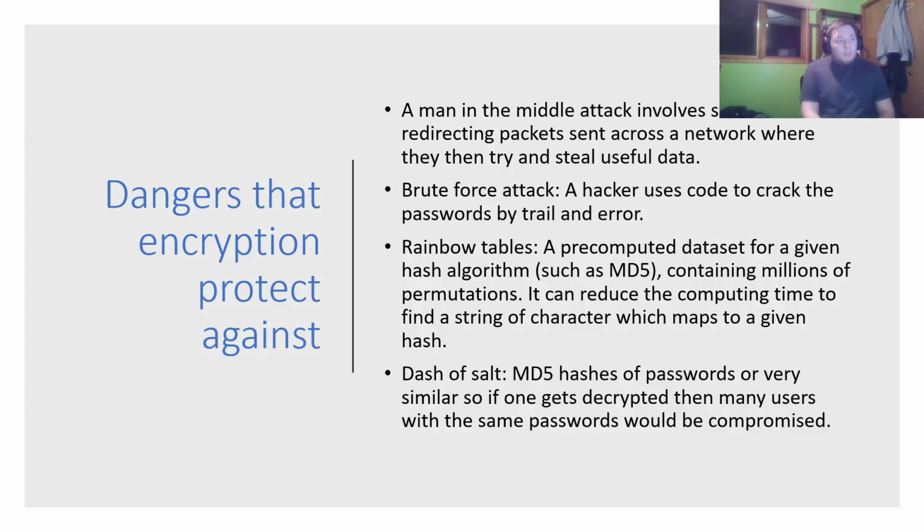Rainbow tables: a pre-computed dataset for a given hash algorithm, such as MD5, containing millions of permutations. It could reduce the computing time to find a string of characters which maps to a given hash. Hash assault: MD5 hashes of passwords are very similar, so if one gets decrypted, then many users with the same password would be compromised.